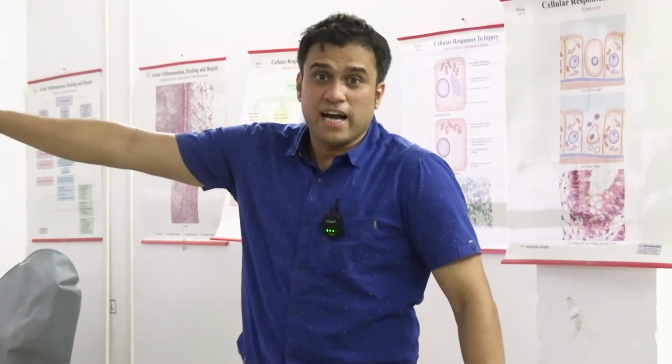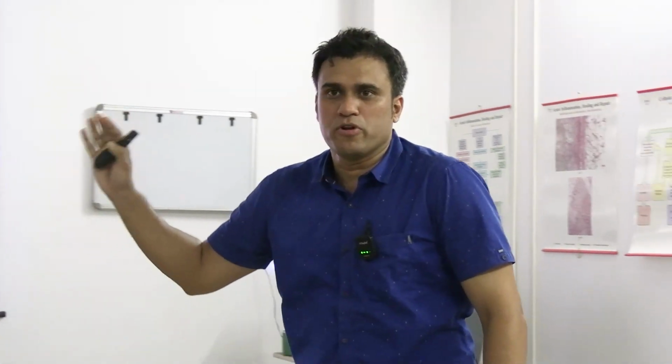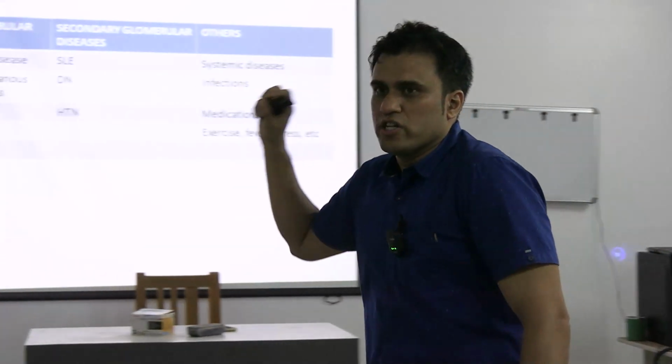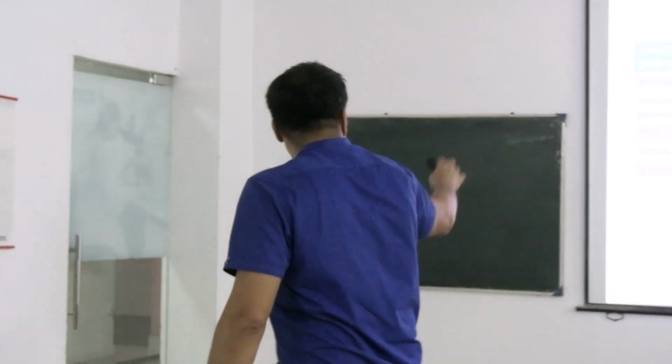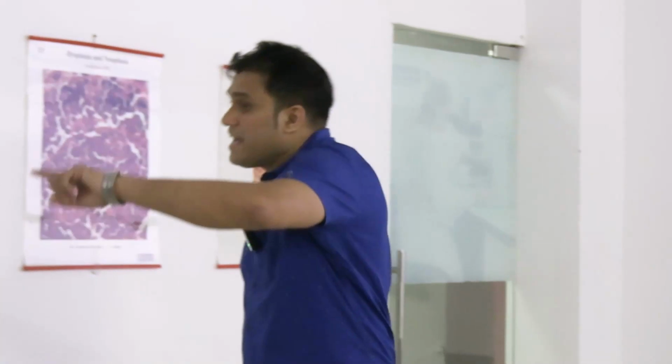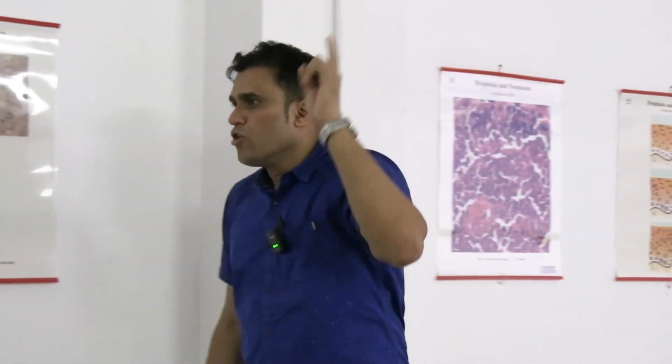Which are the secondary glomerular diseases? So, these are the primary. The pathology lies in the kidney only, in the glomerulus: minimal change disease, IgA nephropathy, focal segmental glomerulosclerosis, membranoproliferative glomerulonephritis, then idiopathic membranous glomerulonephritis. Here the pathology lies in the glomerulus itself. So, it is primary glomerular disease.